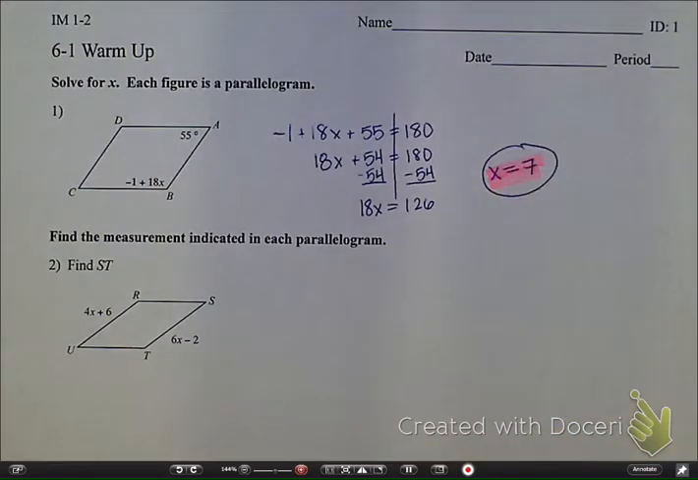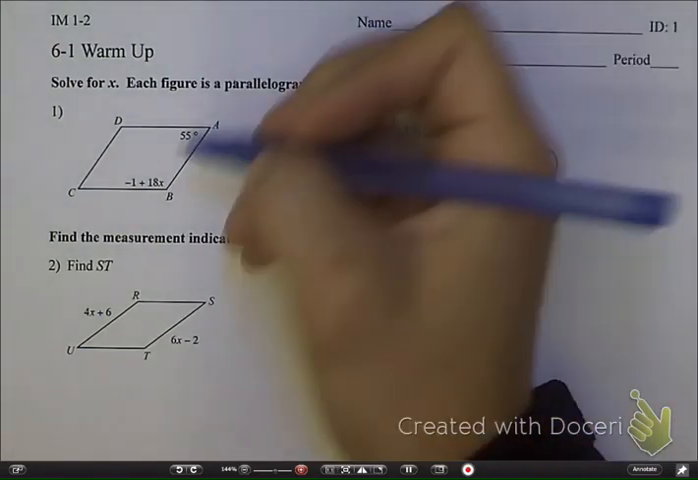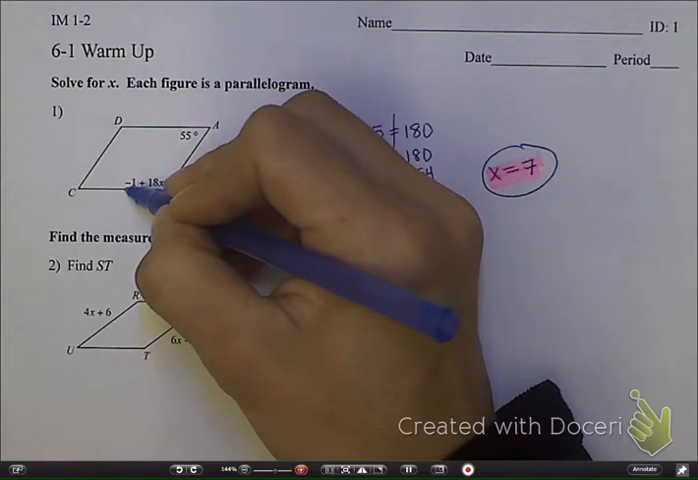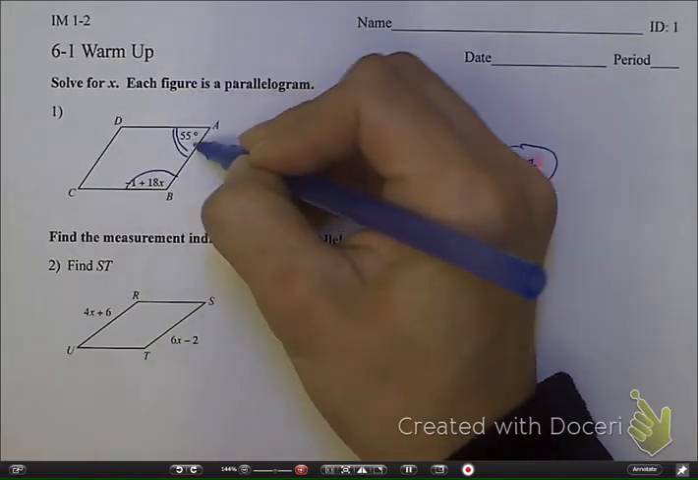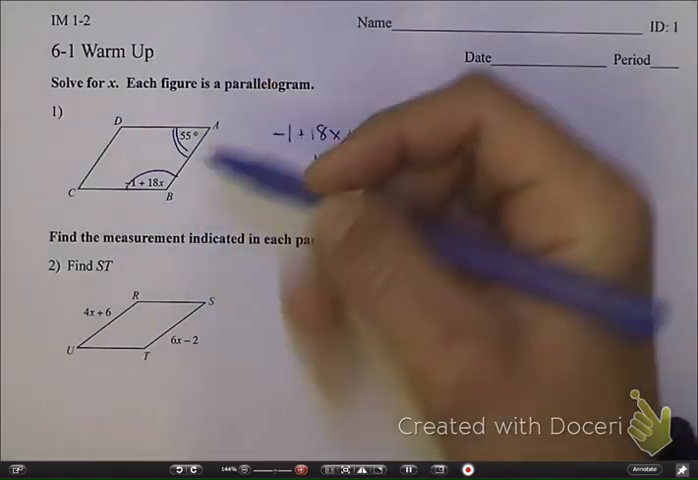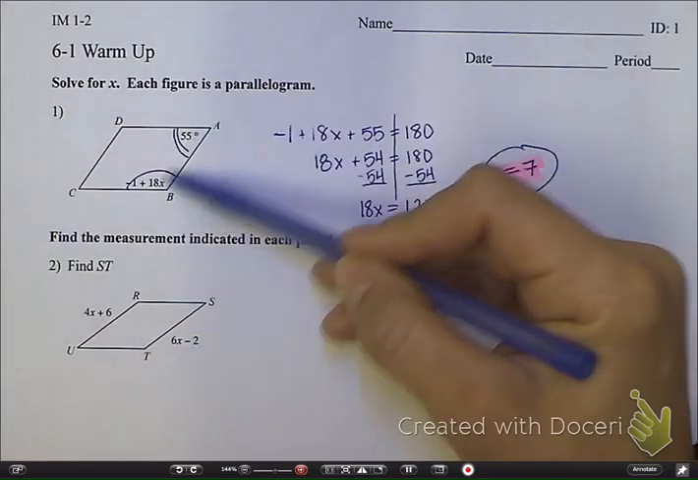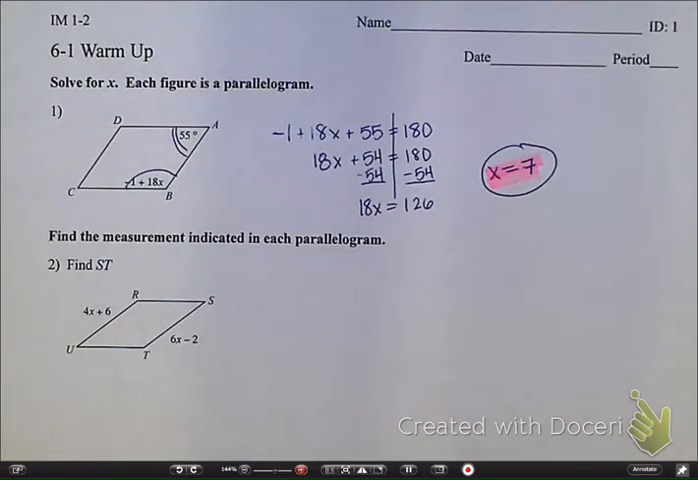Remember, the reason why I added these two and set them equal to 180 is because this measurement represents angle B, and this measurement here represents angle A. These two angles are side by side. They're on the same side. They are called consecutive, so they add up to 180 degrees.